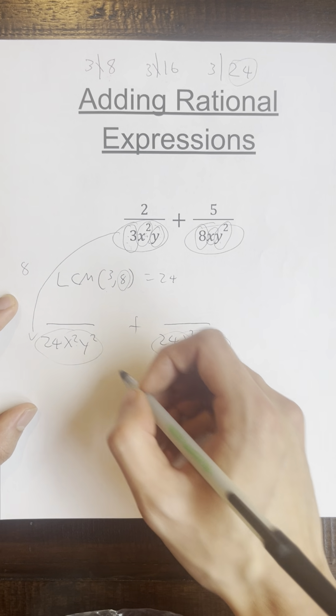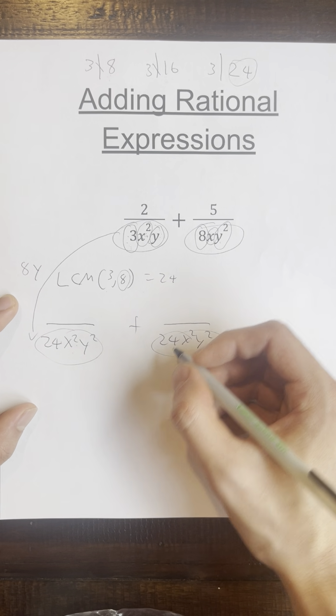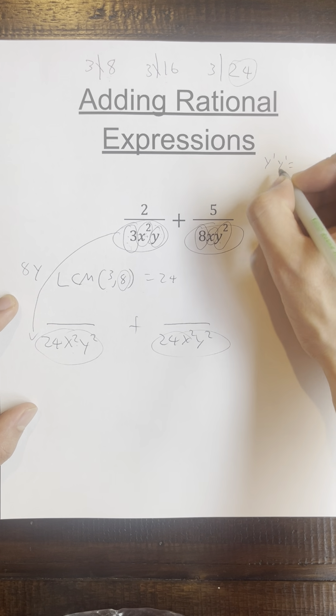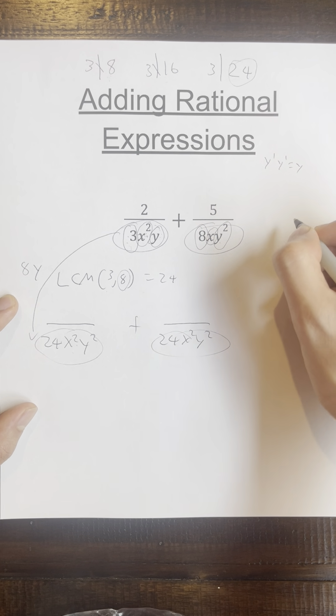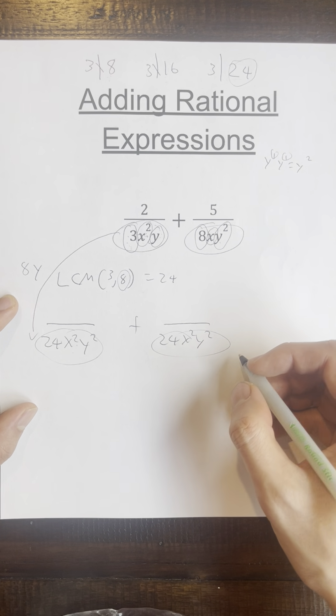Y times how much is y squared? Y times y is y squared. Because you can think of it this way. Y to the power of 1 times y to the power of 1 is y to the power of how much? Well, we just add these two. So 1 plus 1 is 2.